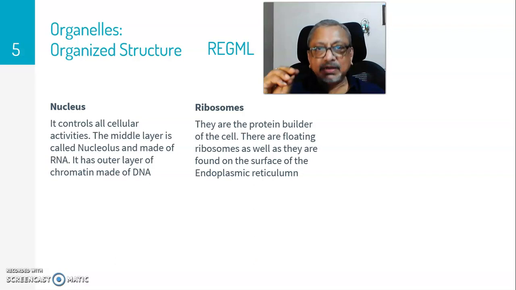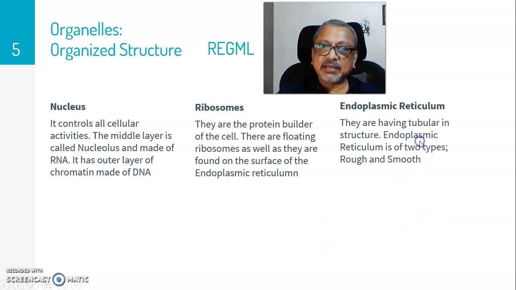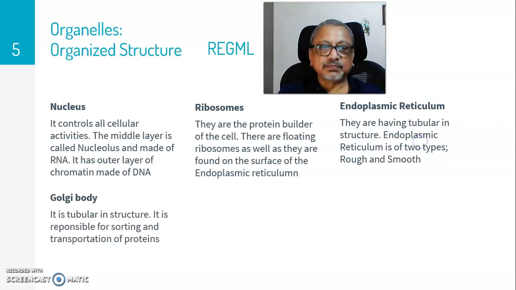They are the protein builders of the cell. There can be two types of ribosomes, one which is freely floating in the cytoplasm and another which is found on the surface of the endoplasmic reticulum. The second letter of REGML is E, and E stands for endoplasmic reticulum. It also has a tubular structure, and there are two types: rough endoplasmic reticulum and smooth endoplasmic reticulum.